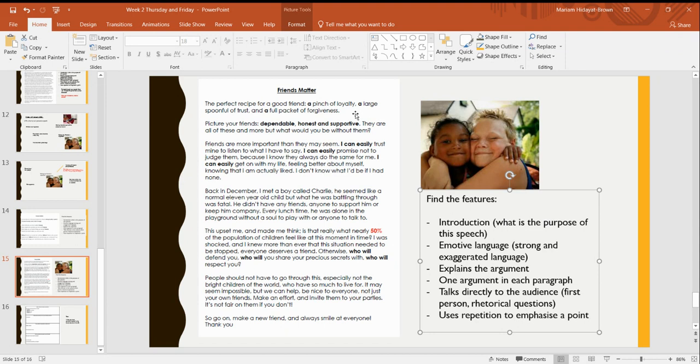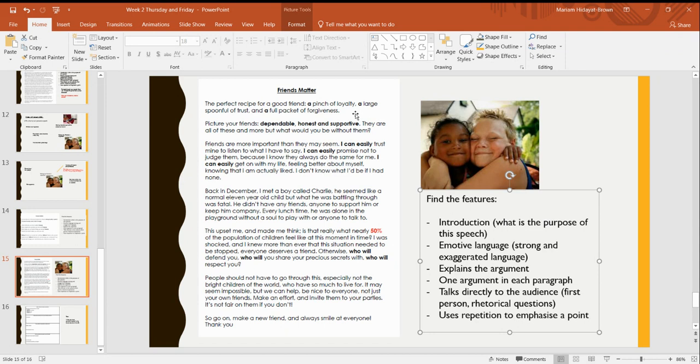Back in December, I met a boy called Charlie. He seemed like a normal 11-year-old child, but what he was battling through was fatal. He didn't have any friends, anyone to support him or keep him company. Every lunchtime, he was alone in the playground without a soul to play with or anyone to talk to. This upset me and made me think, is that really what nearly 50% of the population of children feel like at this moment in time? I was shocked, and I knew more than ever that this situation needed to be stopped.